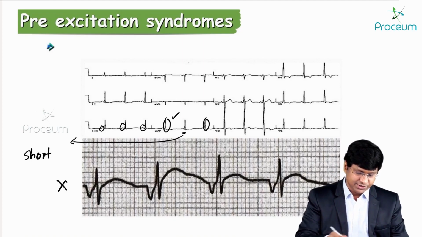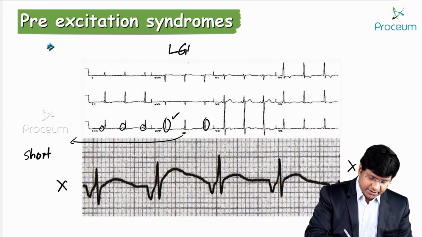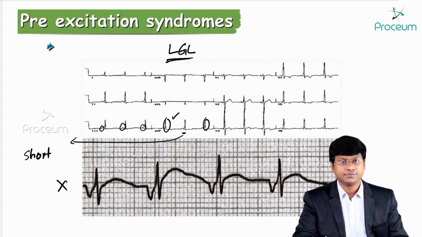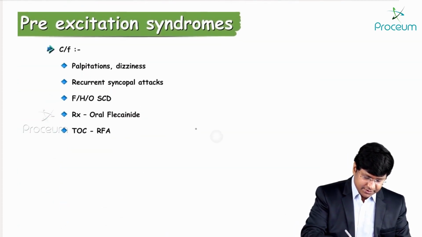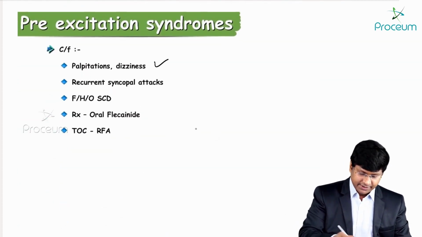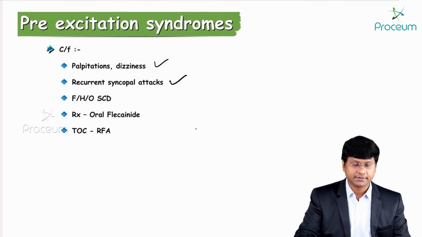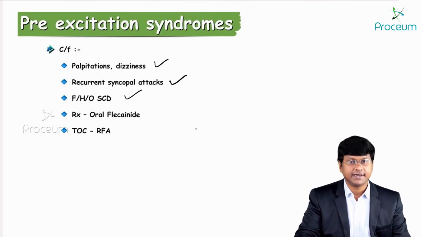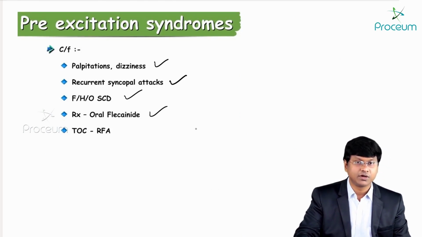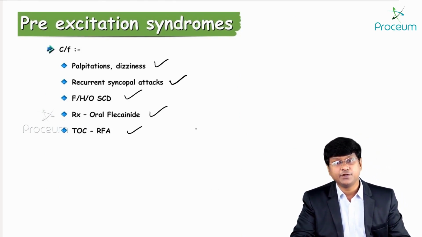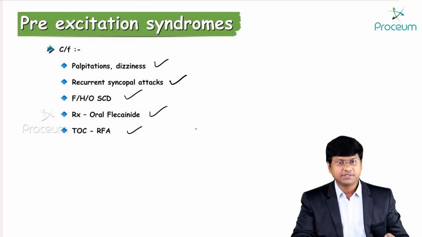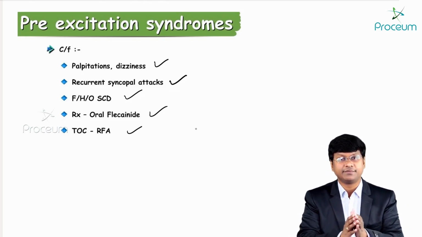That is the ECG change like what you will have in patients with the Lown-Ganong-Levine syndrome. So what will be the clinical manifestations? Palpitations or dizziness. They can have recurrent syncopal attacks. They'll have family history of sudden cardiac death. Treatment is oral flecainide, and the treatment of choice will be radiofrequency ablation. So this is about the Lown-Ganong-Levine syndrome.